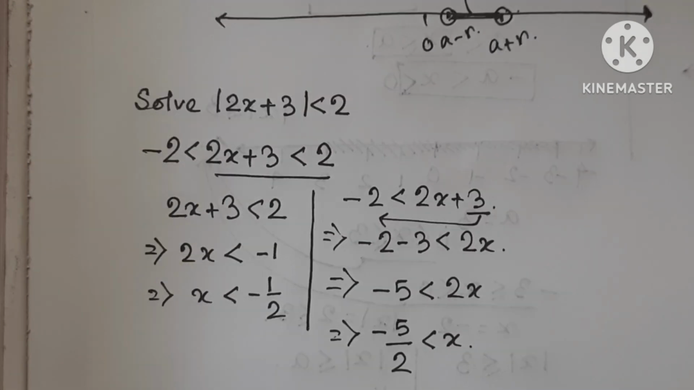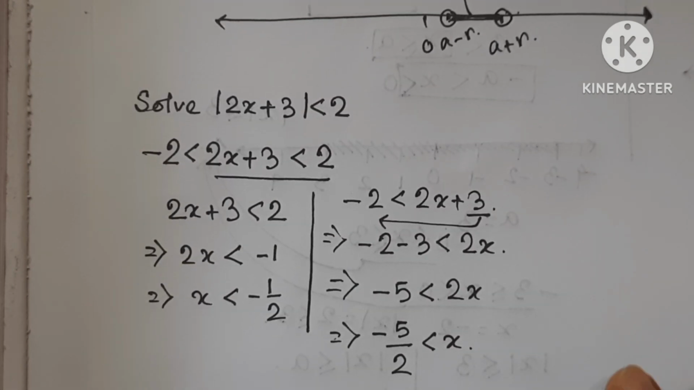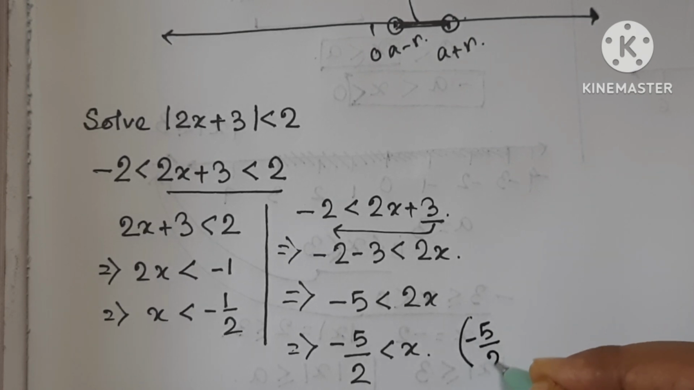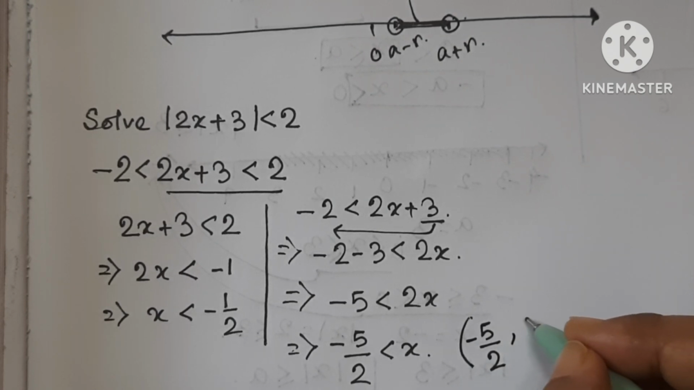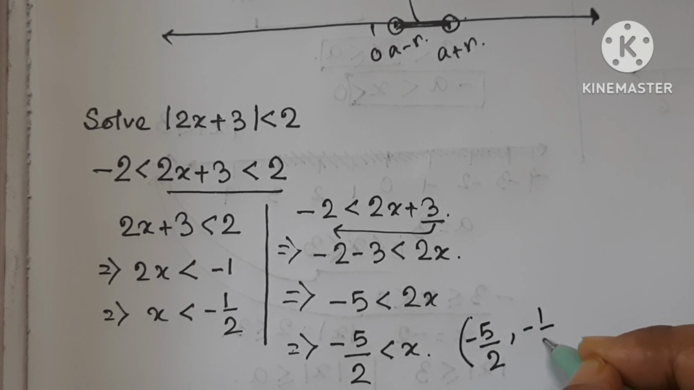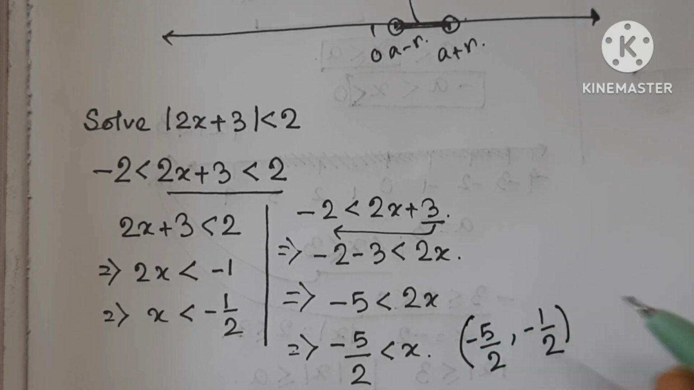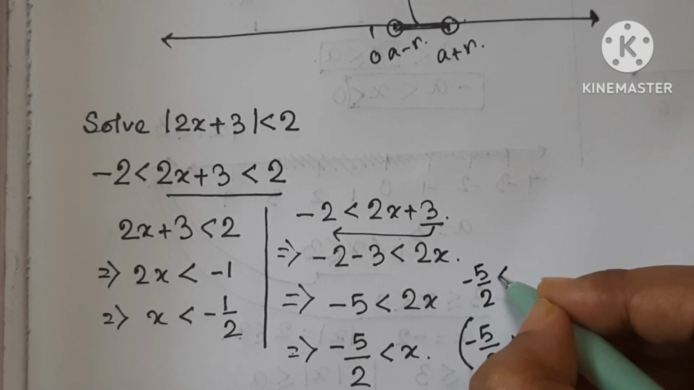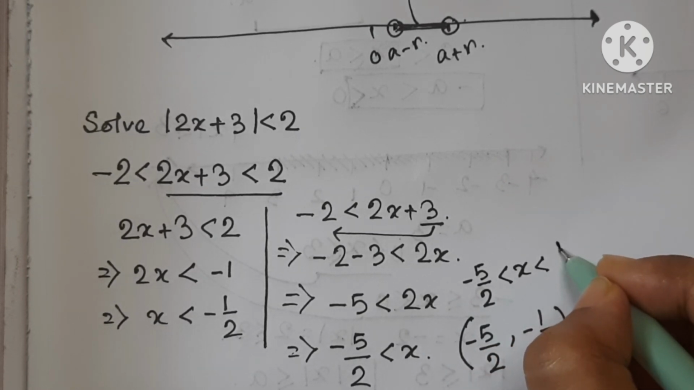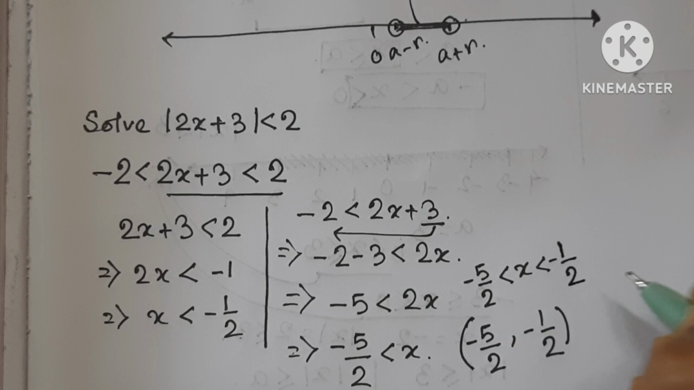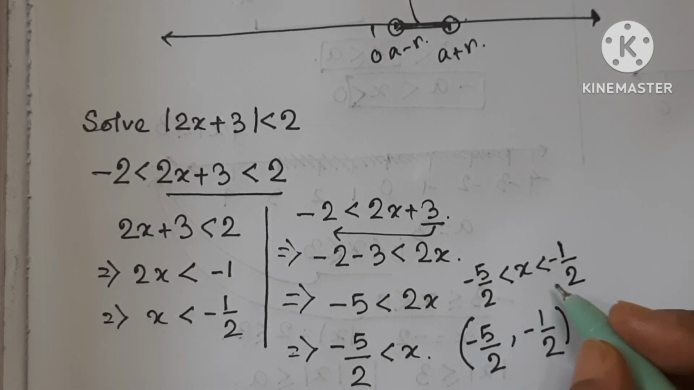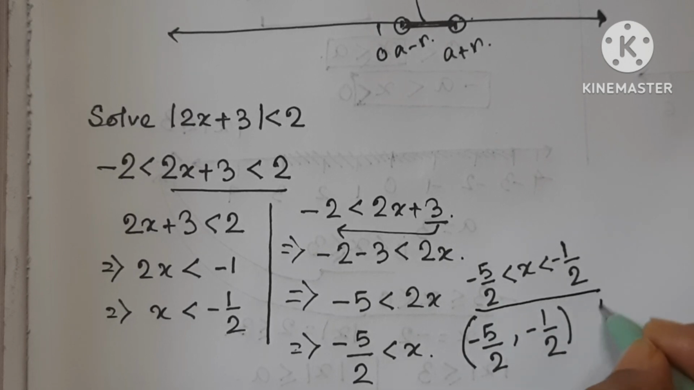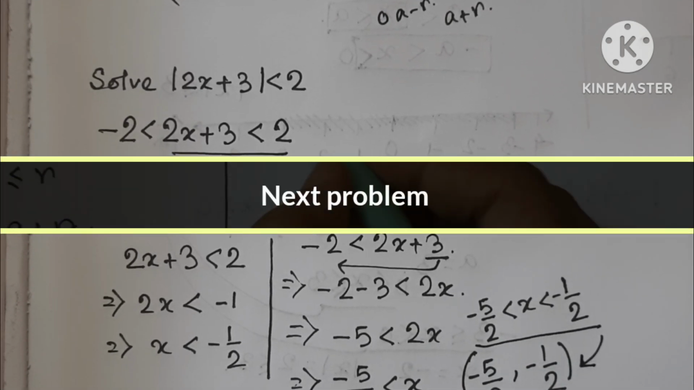Okay, so the solution set will be, you can write it in interval form. Or else you can write like this: minus 5 by 2 is less than x less than minus 1 by 2. Obviously minus 5 by 2 is less than minus 1 by 2. So you can write like this or else this. This is the interval form.